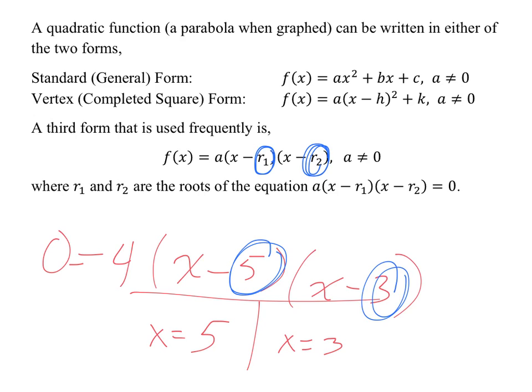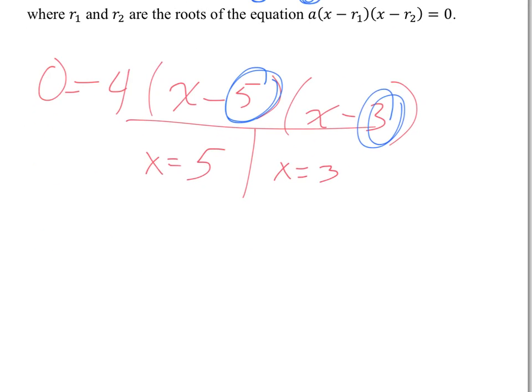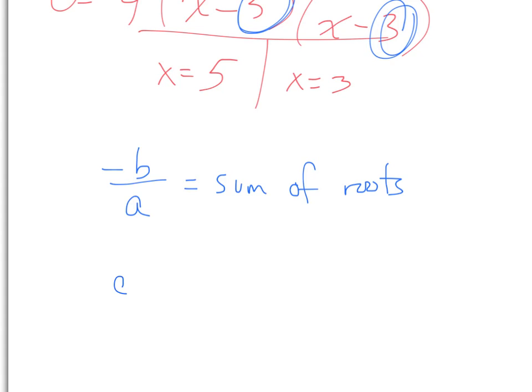So this is the third form. Now, the derivation of this is actually pretty easy. You'd have to multiply this out, though, and you're going to get a little bit messy with subscripts along the way. But as a result of that, if you solve, what you would get would be this. You would get the fact that negative b over a is called the sum of roots, and c over a is called the product of roots.